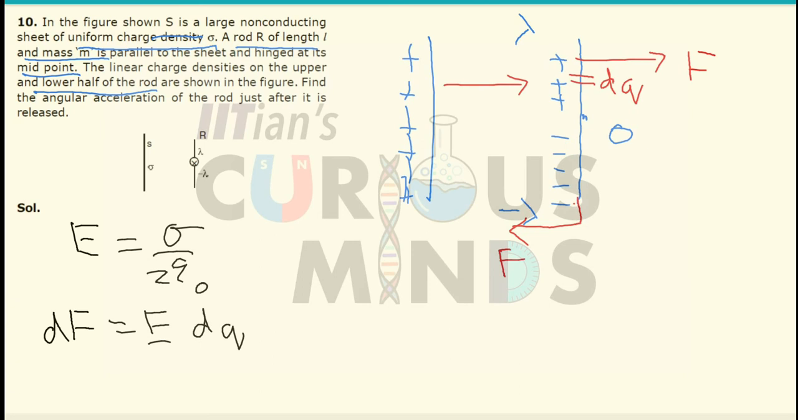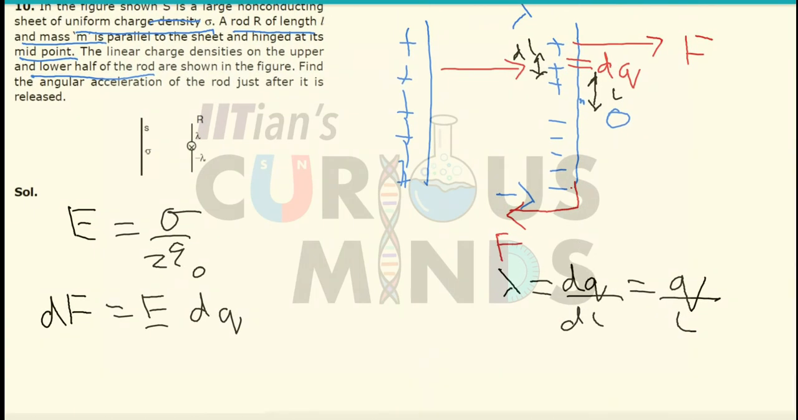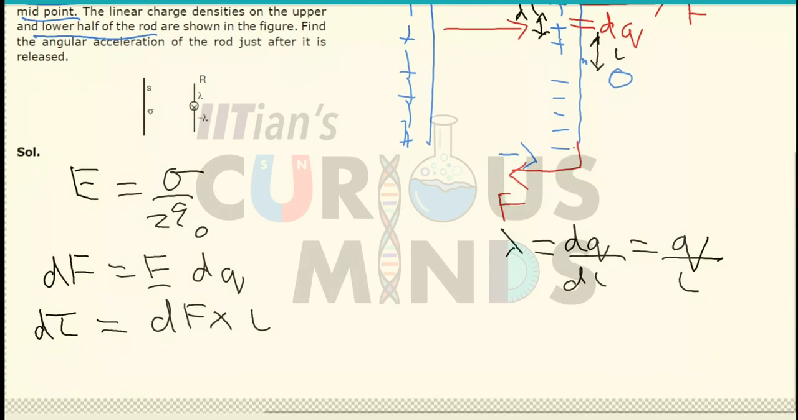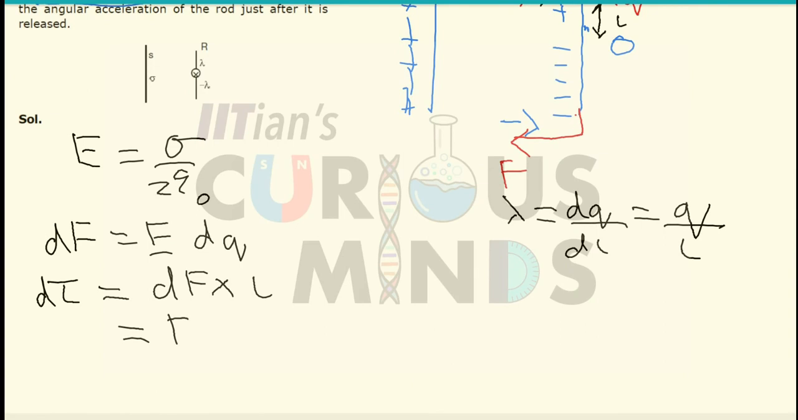Let us consider it is at a length l from the center and there is a small length dl. The linear charge density lambda can be written as dq divided by dl, or as the total charge q divided by L. Now the small torque experienced by this small part will be the small force into the perpendicular distance. The perpendicular distance here is l, and the small force is E into dq.